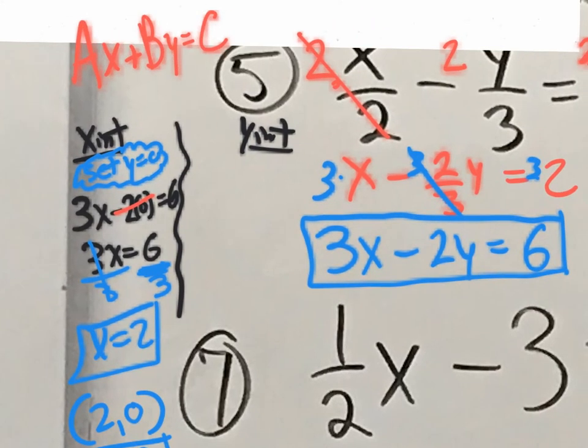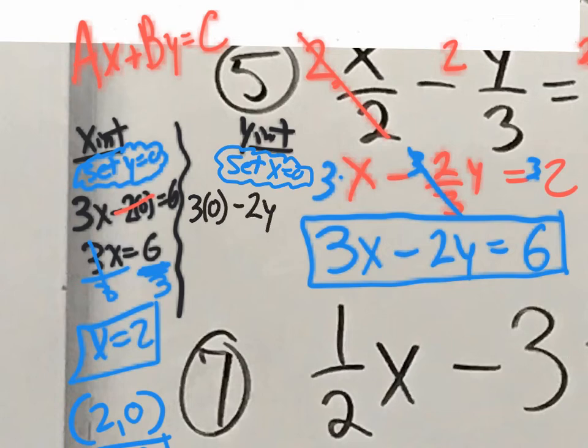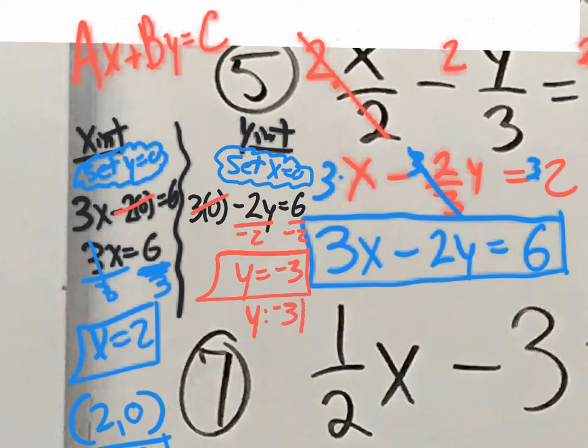How about for the y-intercept? For the y-intercept, we set x equal to 0. Let me rewrite my equation. Instead of 3x, we're going to put 3 times 0 minus 2y equals 6. Now, of course, 3 times 0 disappears. You have the simple equation, negative 2y equals 6. You divide by negative 2, divide by negative 2. You're going to have y equals negative 3. And that's your y-intercept value. On the multiple choice, they're going to write it like this, y colon negative 3. So be prepared for that.